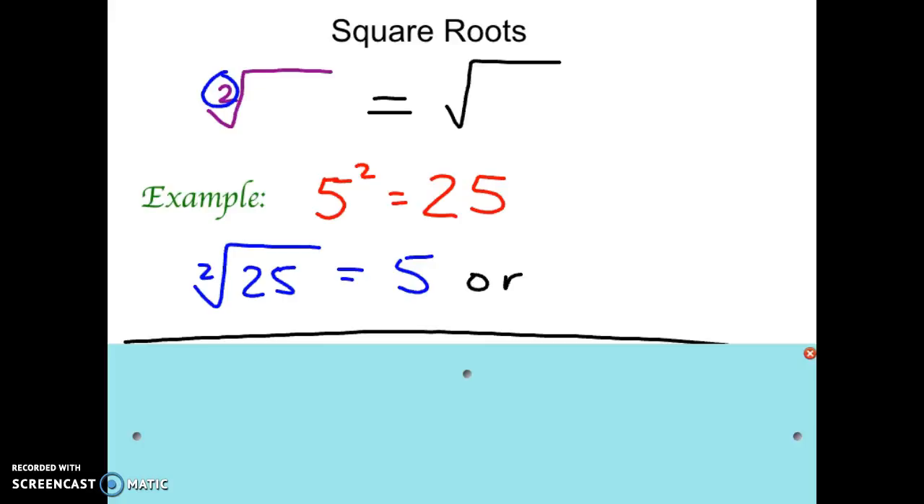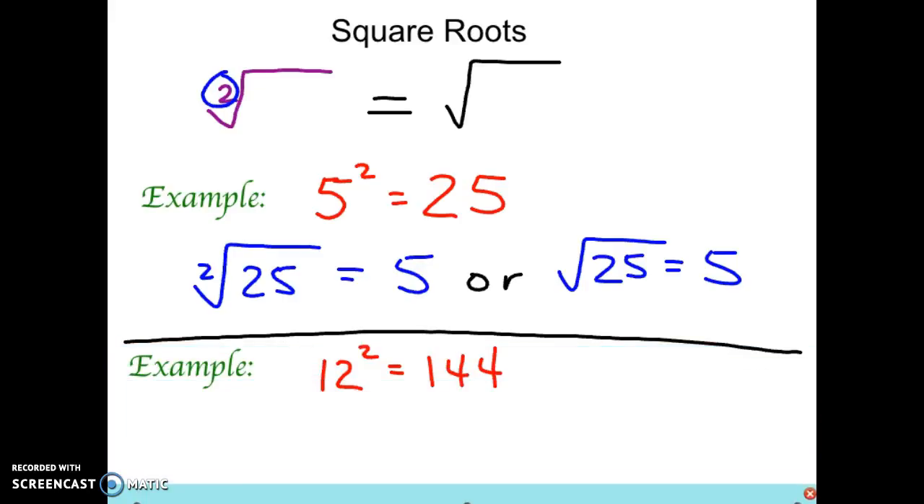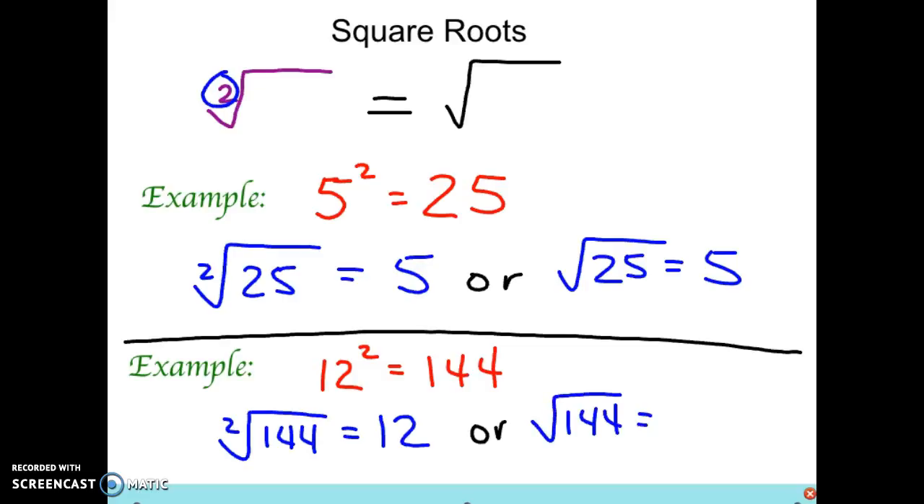So typically it would look like that. However, more often than not, you're going to see that mathematical phrase written that way, the square root of 25 equals 5, without the 2 for the index. Or for this one, if we were following proper mathematical processes, we'd write it with the 2 for the index. But since it's a square root, you're more likely to see it written like that. The square root of 144 equals 12.